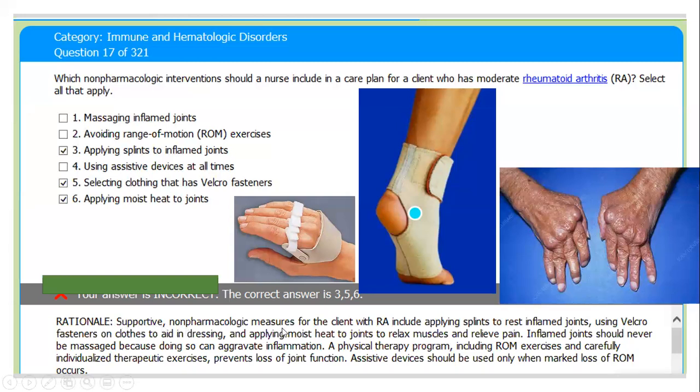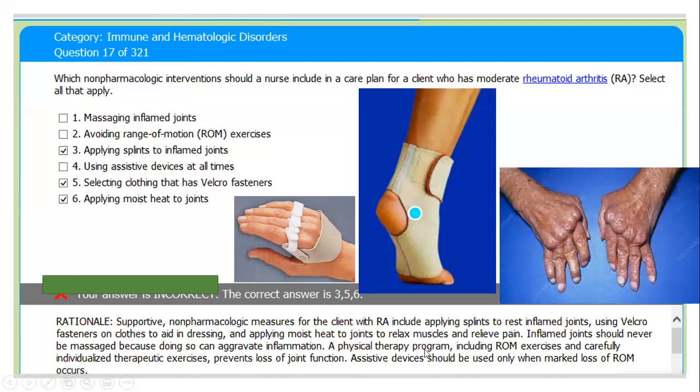Supportive or non-pharmacological measures for the client with rheumatoid arthritis include applying a splint to rest the inflamed joint, using Velcro fasteners on clothing to aid in dressing, and applying moist heat to the joints to relax the muscles and relieve pain. Inflamed joints should never be massaged, because doing so can aggravate the inflammation. So we will not do the massage.